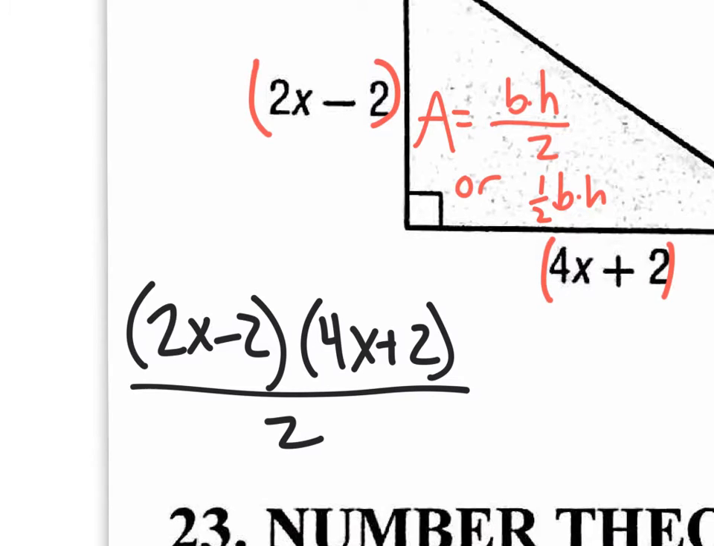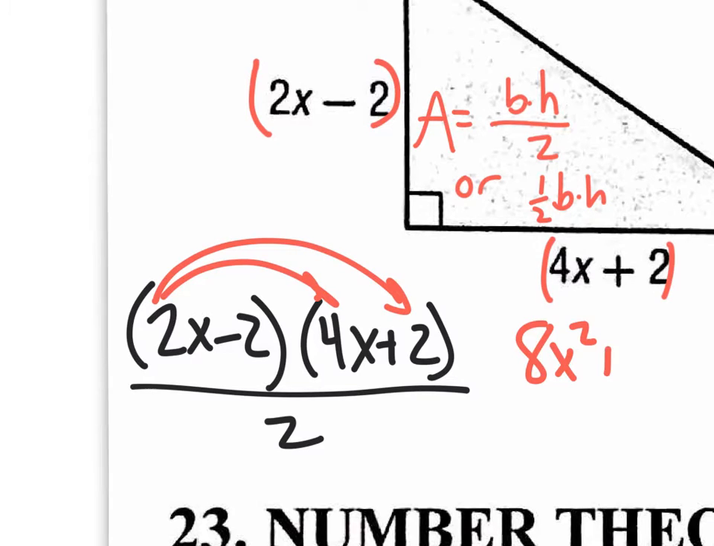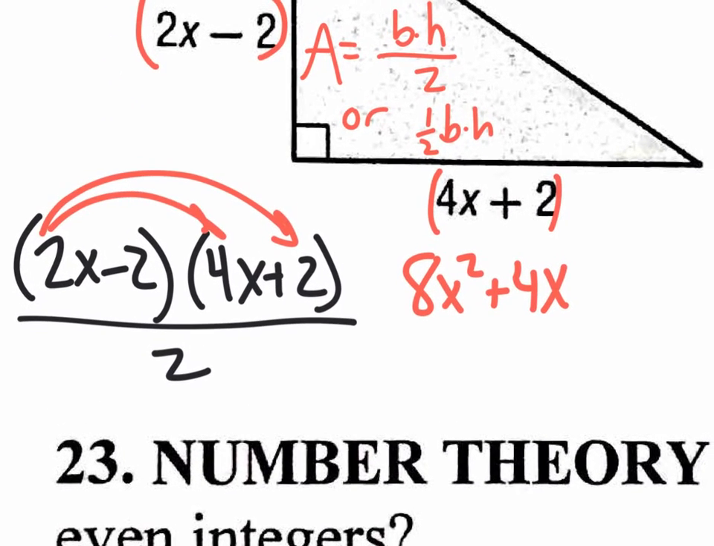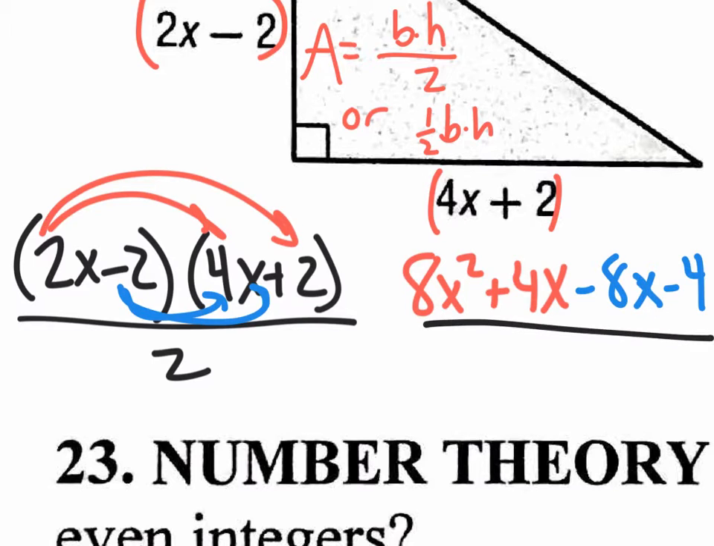So let's distribute. What's 2x times 4x? That's 8x squared. What is 2x times 2? That's positive 4x. And then let's distribute the negative 2 times positive 4x. That'll be a negative 8x. And then negative 2 times positive 2, that's negative 4. So up on top, we have all that, and on the bottom we have the divided by 2.